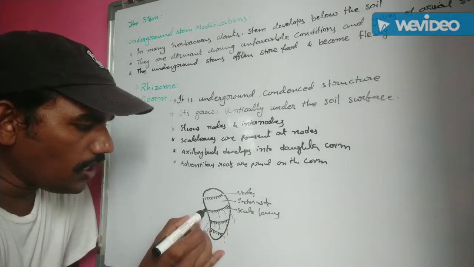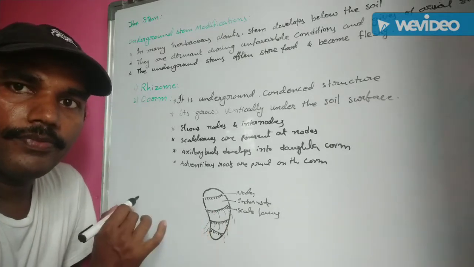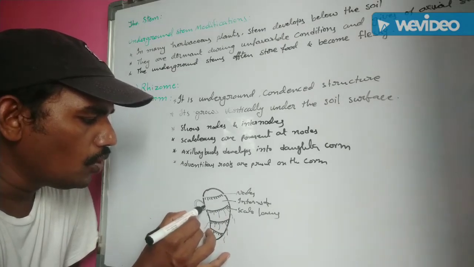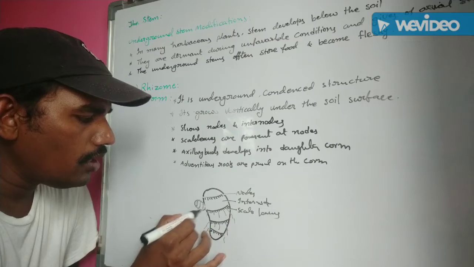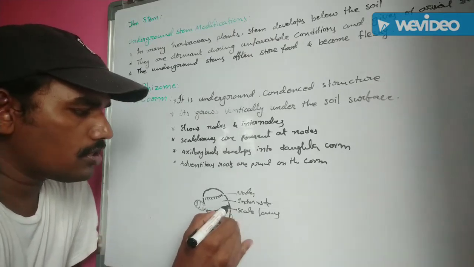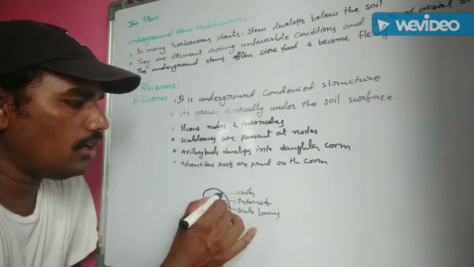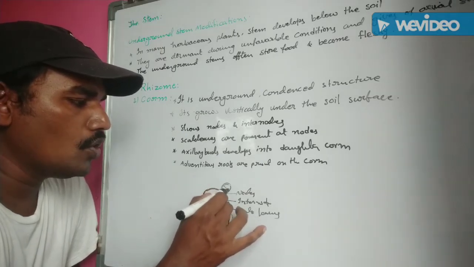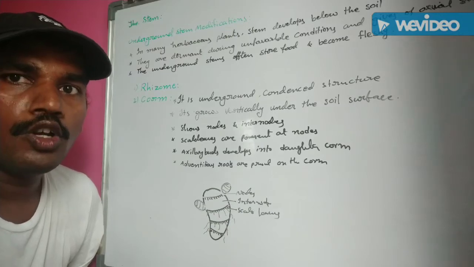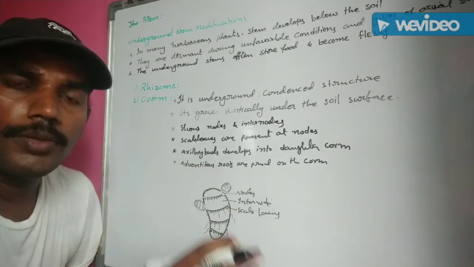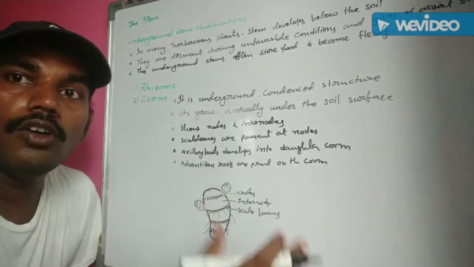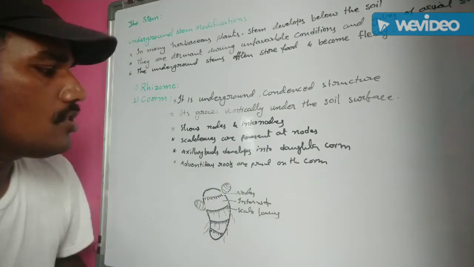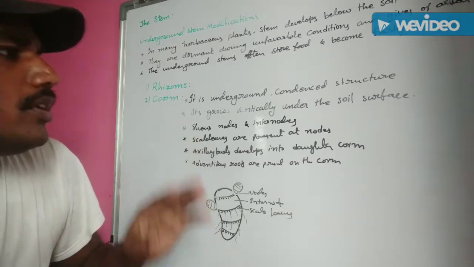Suppose this one is an axillary bud. The axillary bud will develop into a daughter corm. Suppose in this region one axillary bud is present. It also develops into a daughter corm. When this daughter corm is detached from the parental corm, it will develop into a new individual plant. Understand?